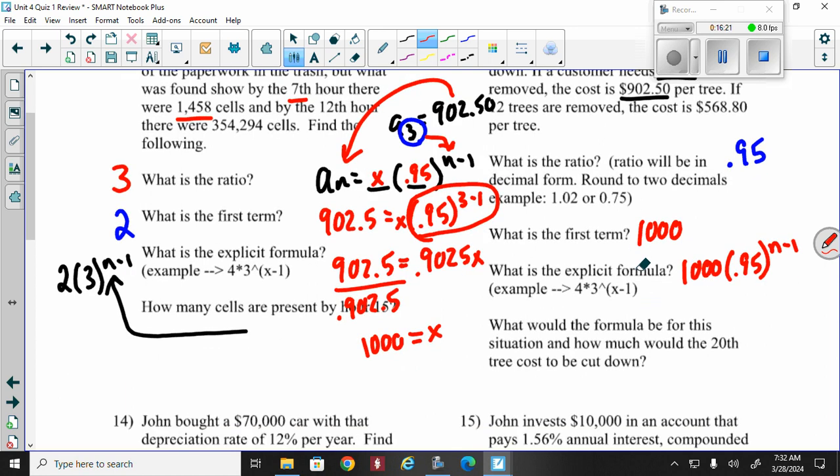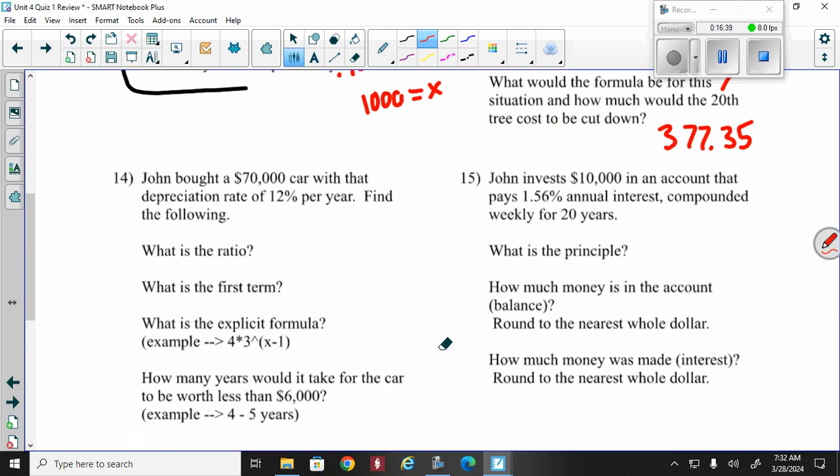What would be the 20th? Just take 20, plug it there. All right, let's do this real quick. Let's see. 377.35. There we go.